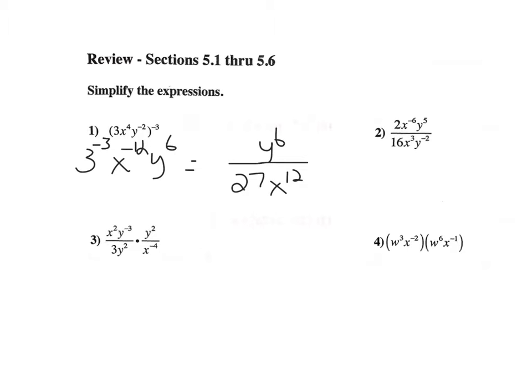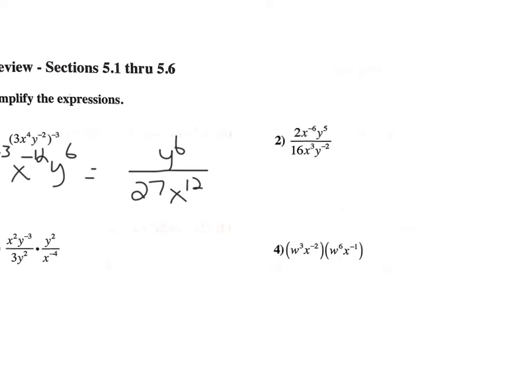Number 2, I'm going to slide this over just a little bit. Same deal here. 2 and 16, 2 goes into 16 8 times, it stays down there. And remember with the x's and the y's, the x and the y is going to remain in the part of the fraction where the bigger one is. So the bigger x is in the denominator, so I'm going to subtract 3 minus negative 6 and get 9. The bigger y is in the numerator. I'm subtracting 5 minus negative 2 and getting 7.